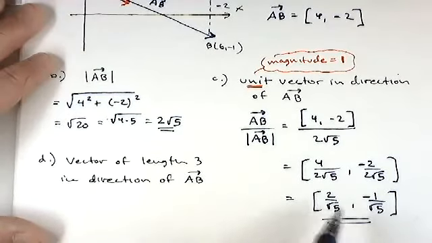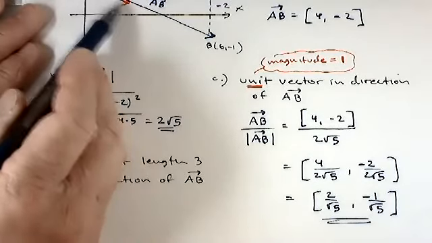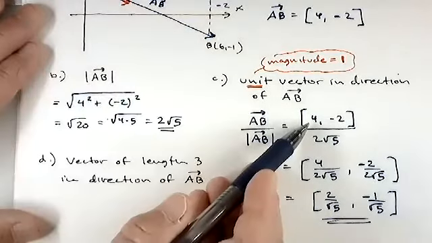So here's what's true. This vector, while it looks messier, is a vector that is 1 unit long that is still pointing in the same direction as AB.